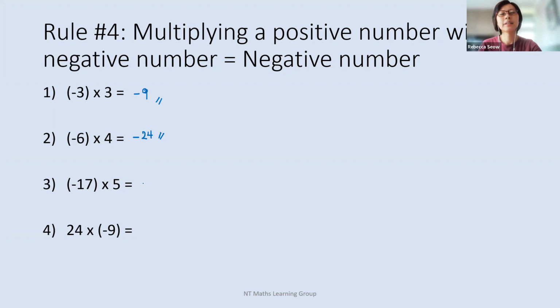Third one, we have negative 17 times 5. So the answer is negative 85. And the last one, 24 multiplied by negative 9. So we have negative 216. After a while, you'll get the hang of these questions. The difference is just about changing the numbers.